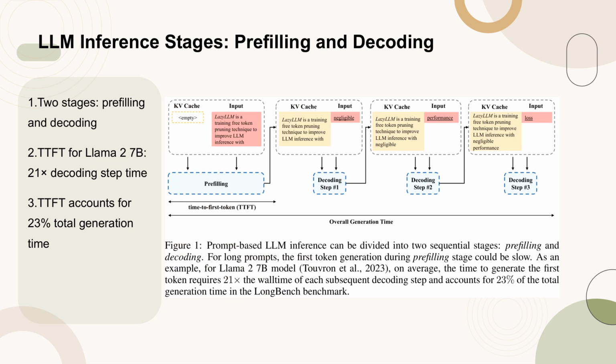Figure 1 illustrates the two stages of prompt-based LLM inference, prefilling and decoding. During the prefilling stage, the model computes the KV cache for each token from the prompt and predicts the first token. This stage can be particularly slow for long prompts, as exemplified by the Llama 2 7B model, where the time to generate the first token is 21 times longer than each subsequent decoding step and constitutes 23% of the total generation time on the long benchmark.